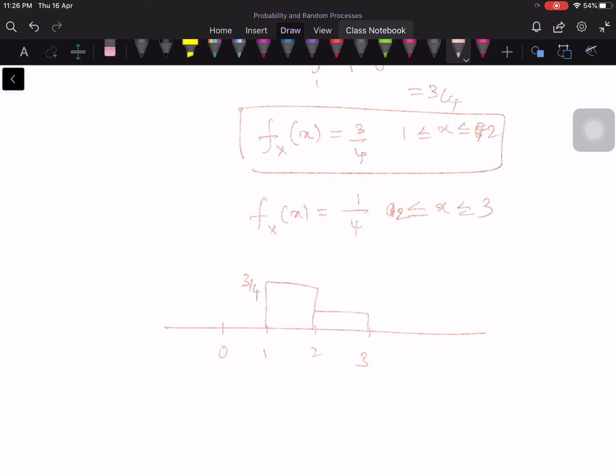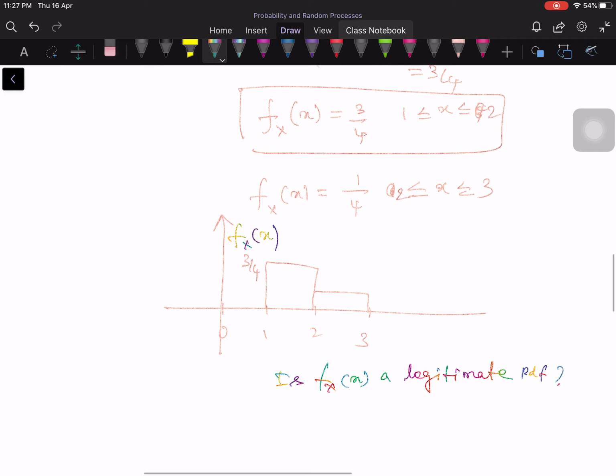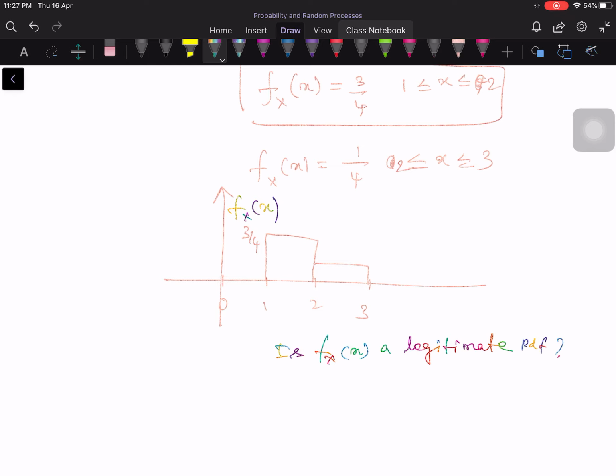Now again I need to verify whether this is a legitimate PDF. This is fX(x), and is fX(x) a legitimate PDF? That is a question we need to answer. When we say a legitimate PDF, two conditions it must satisfy. What are those conditions? The total area should be equal to 1. What is the total area in this one? This is equal to 3/4 times 1, which is equal to 3/4.